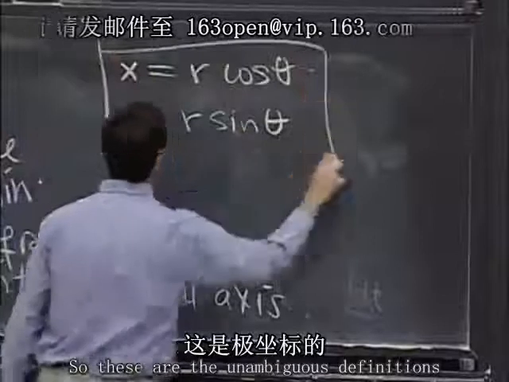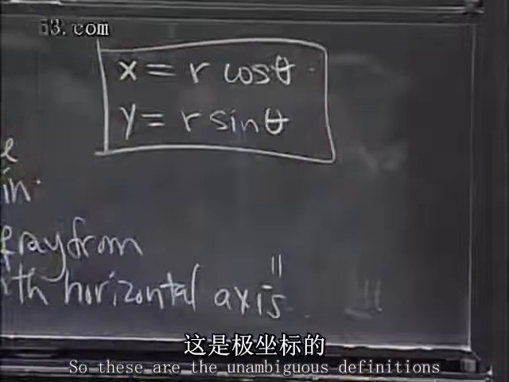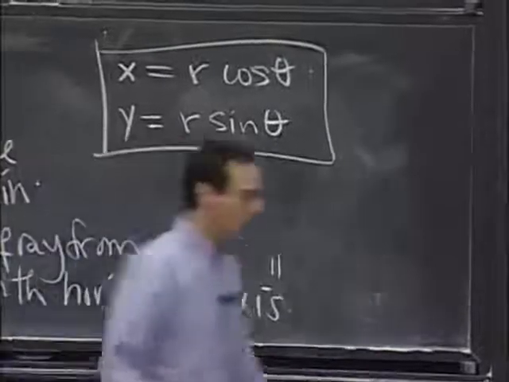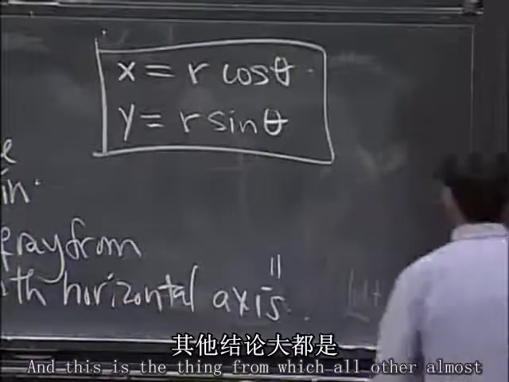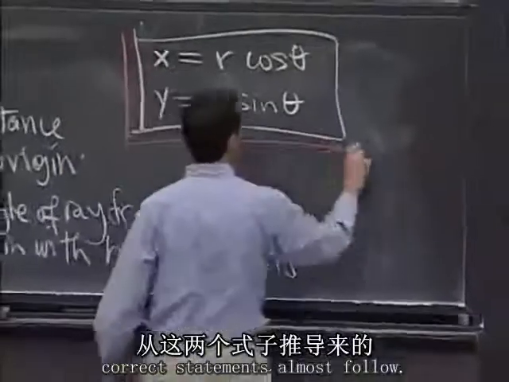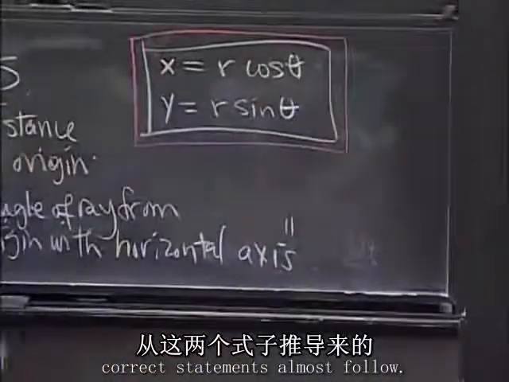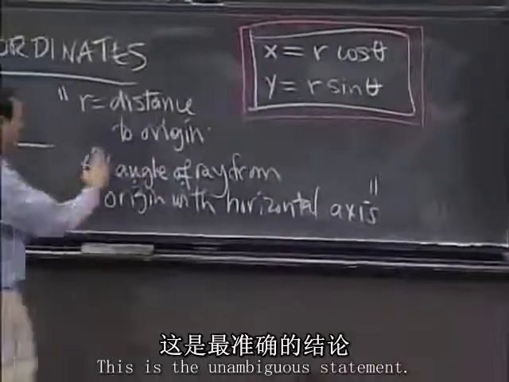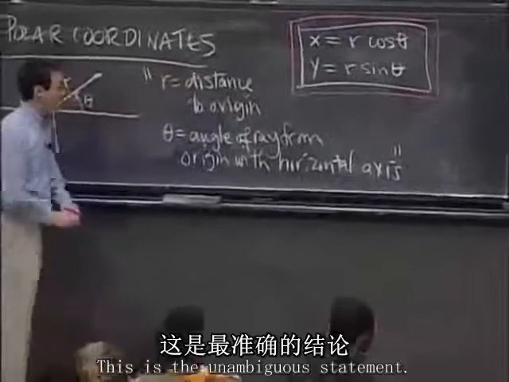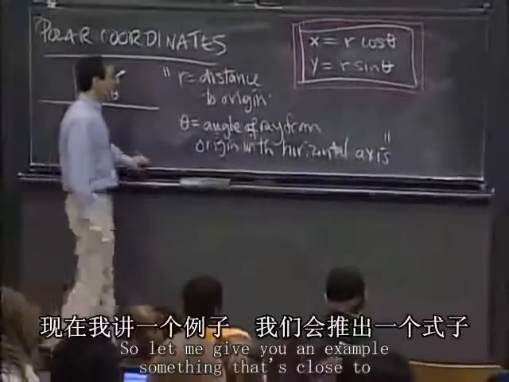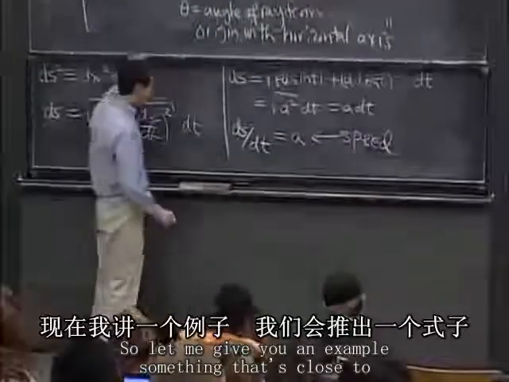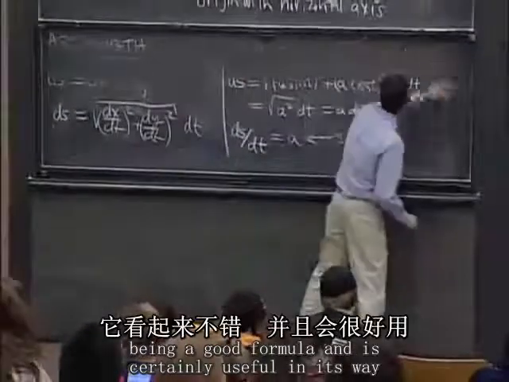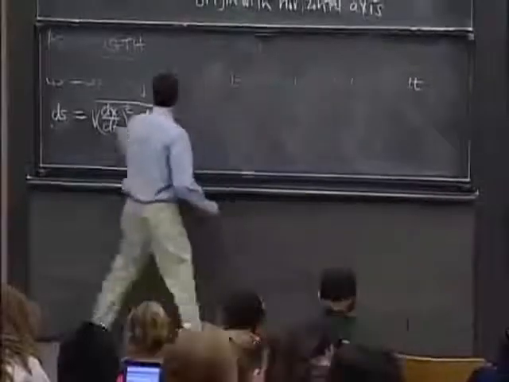So these are the unambiguous definitions of polar coordinates. This is it. And this is the thing from which all other almost correct statements almost follow. But this is the one you should trust always. This is the unambiguous statement. All right, so let me give you an example of something that's close to being a good formula, and it's certainly useful in its way.